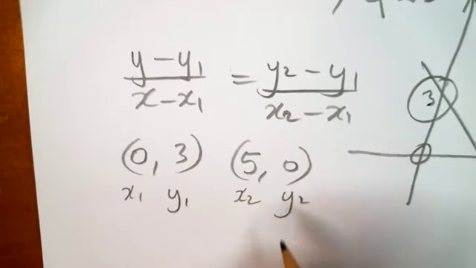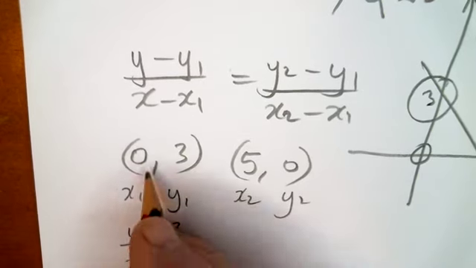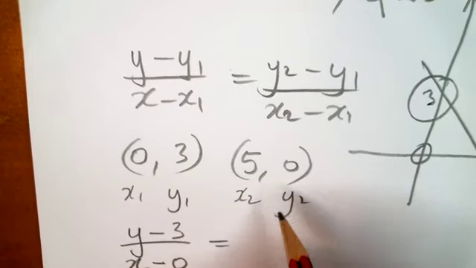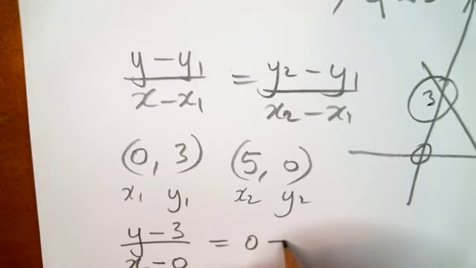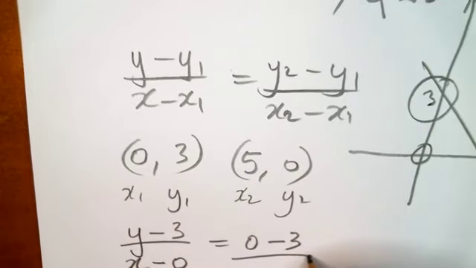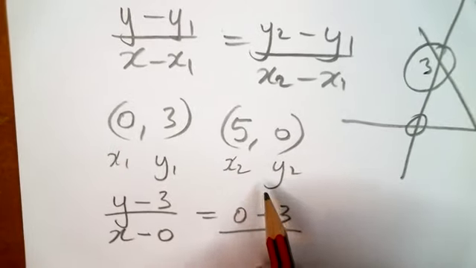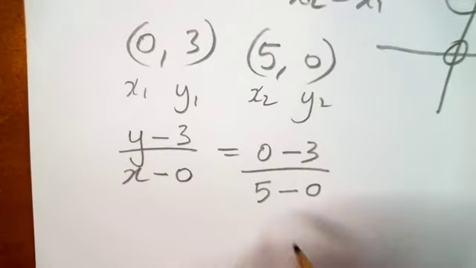And then I'm going to substitute them into here. So I'm going to end up with y minus y1, well, y1 is 3, over x minus x1, which is 0, is equal to, now I've got a y2, which is going to be a 0, minus y1, which is 3, over, and I'm going to have an x2. An x2 in this case is going to be a 5, minus an x1. Well, x1 is 0.